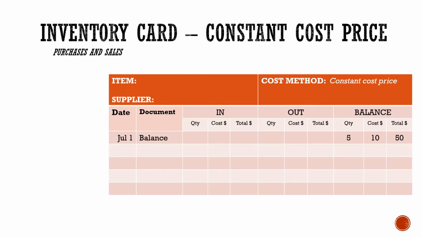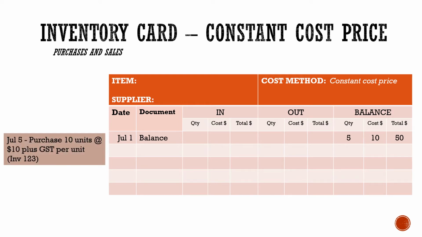Now we're going to record in the inventory card a purchase and sale of inventory using the constant cost price method. So on the 1st of July, we have a balance of 5 units of inventory on hand with a cost price of $10 per unit. On the 5th of July, we've purchased 10 units at a cost price of $10 plus GST per unit. So in the inventory card, we record the date, the document ID, which is invoice 123. And because this is a purchase, the inventory is coming in. Here in the in column, we record the purchase of 10 units with a cost price of $10 per unit.